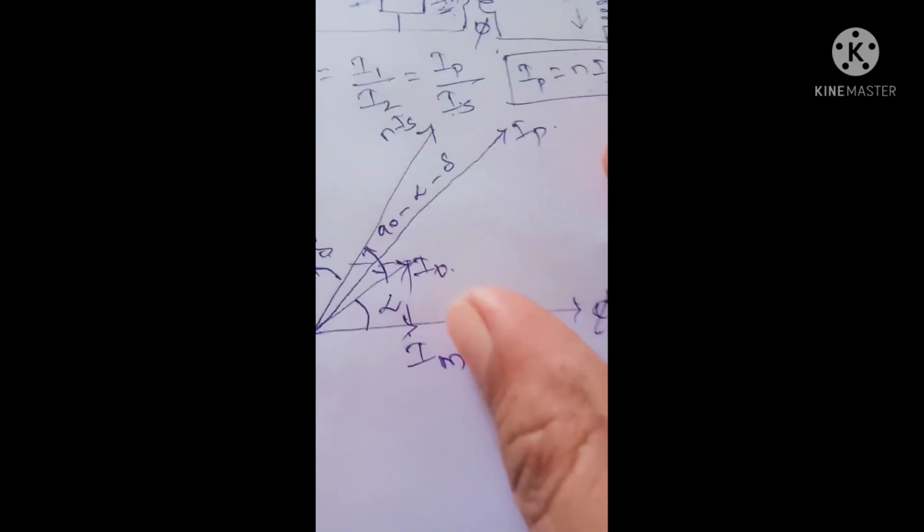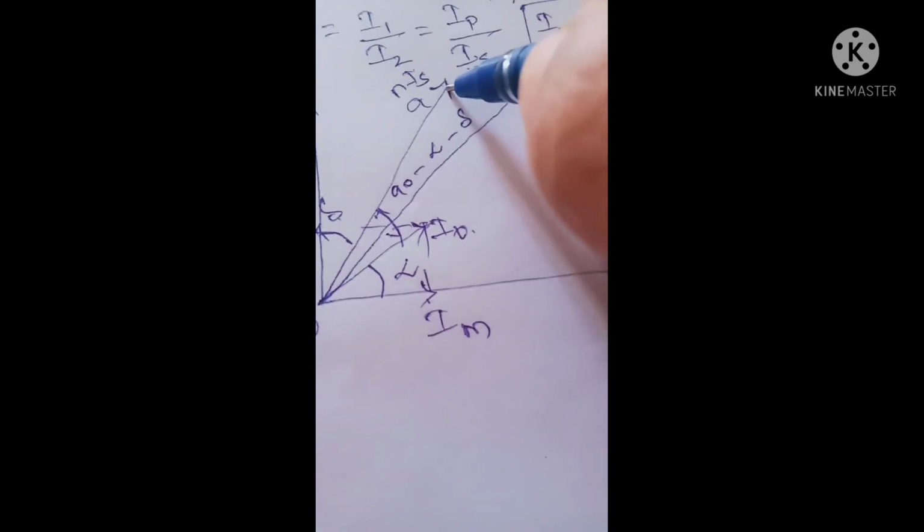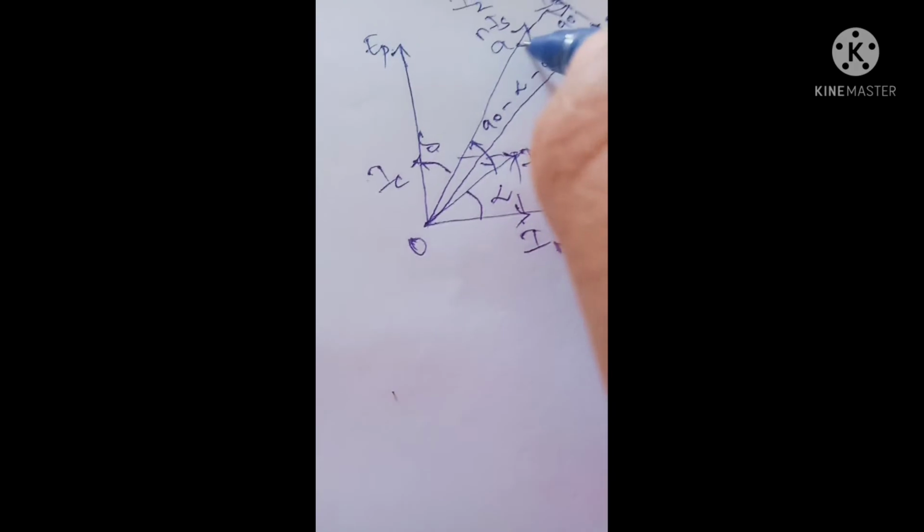For that purpose I am going to extend this and name these lines first. This point I am going to name as O, and here I am going to name it as C. This point is named as A, and I am going to extend this A point at the top so that it makes an angle of 90 degrees with it. So this is the 90 degree line. This point I am naming as B.